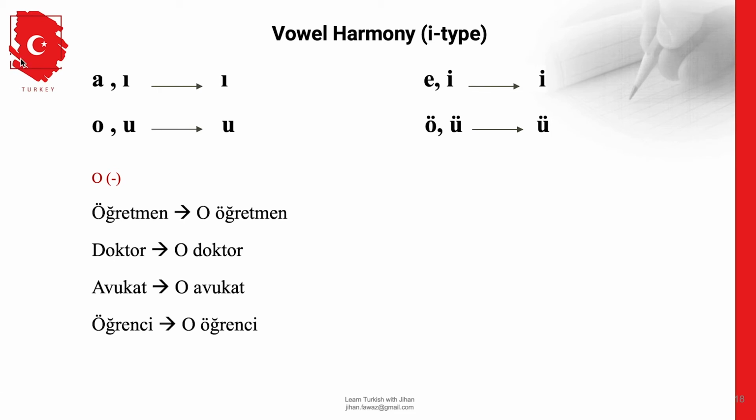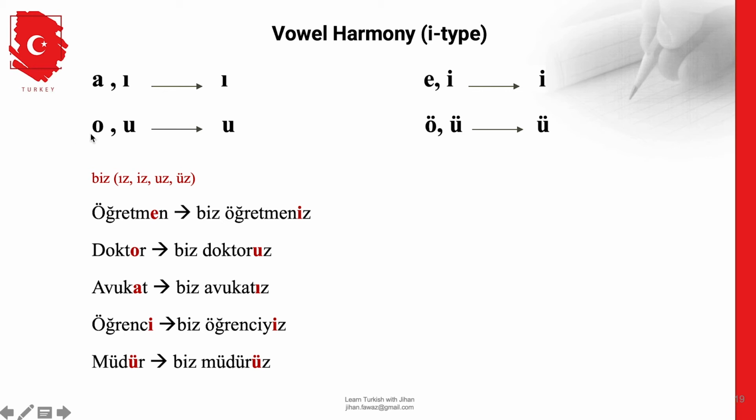Now, as we said before, o doesn't have any suffix. So we just write the word as it is. Öğretmen, we just write o öğretmen. He is a teacher or she is a teacher. Doktor, o doktor. He is a doctor or she is a doctor. Avukat, the same. He is a lawyer or she is a lawyer. And öğrenci, which is student, you say o öğrenci. We don't have any suffix for o.